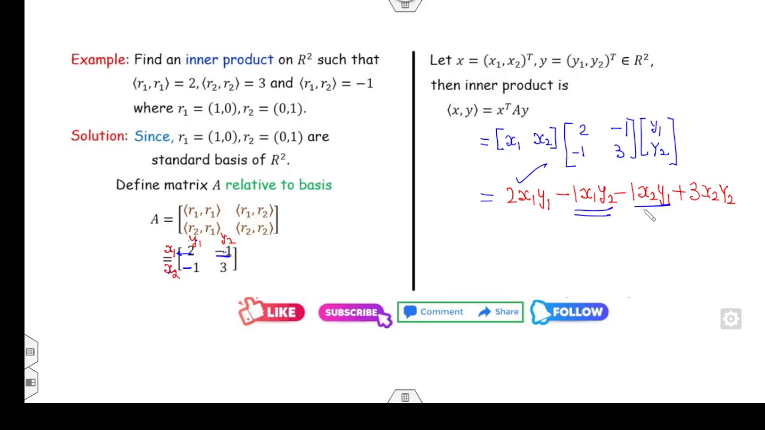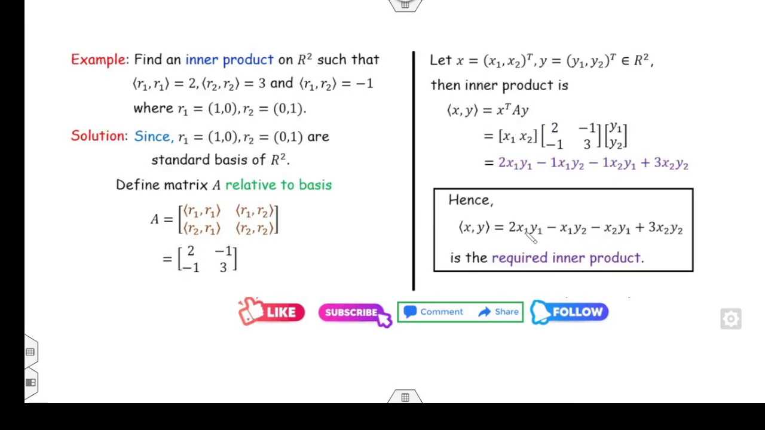x2 and y1. And the third component is 3 times x2 and y2. So therefore your inner product is 2 x1 y1 minus 1 x1 y2 and so on.